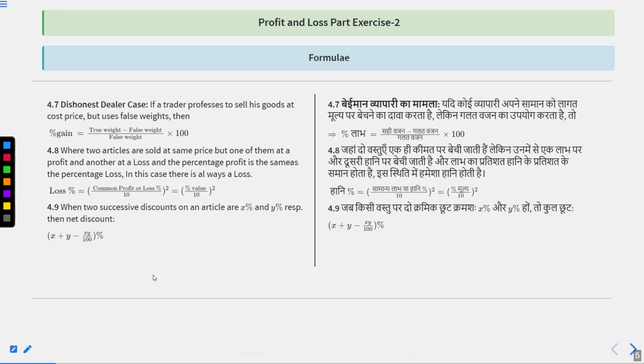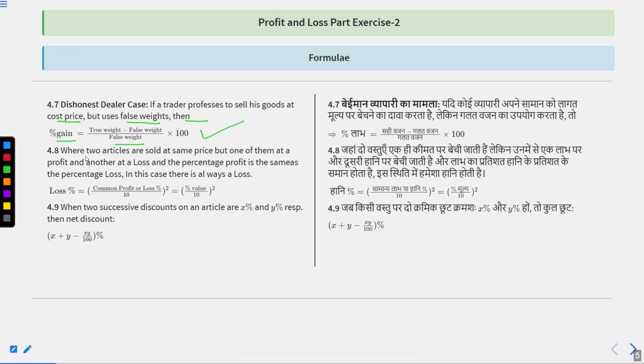Next one, the dishonest dealer case. If a trader professes to sell his goods at cost price but uses false weight, then what is his gain? Gain will be true weight minus false weight upon false weight multiplied by 100. We can directly calculate the profit.